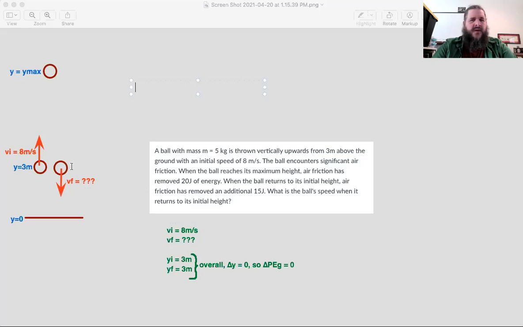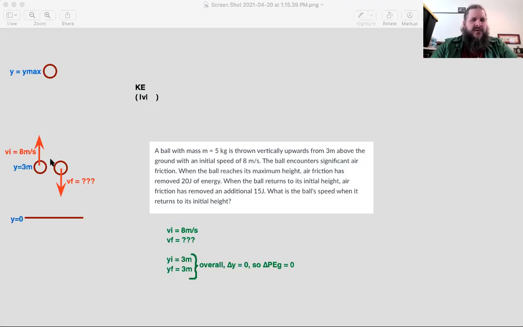Wait, what was the question again? Sorry. What type of energy is changing from initial to final? Kinetic energy? Yeah, the only thing changing is kinetic energy because we are changing the speed. We're going up pretty fast, and then we're going to be going down, presumably slower, at some unknown final speed. So we should assume the kinetic energy could be changing because the velocity, or I should say absolute value of velocity, because we don't care about direction, is changing.